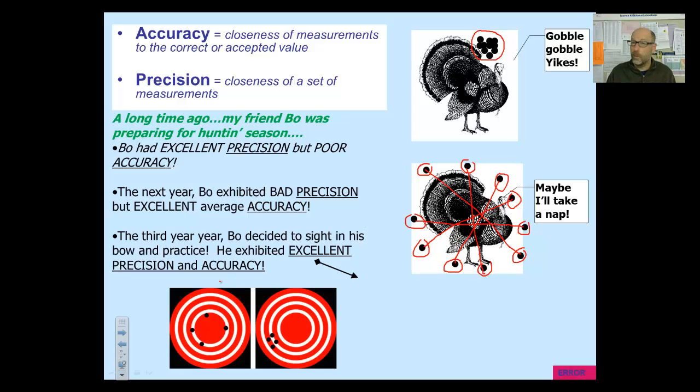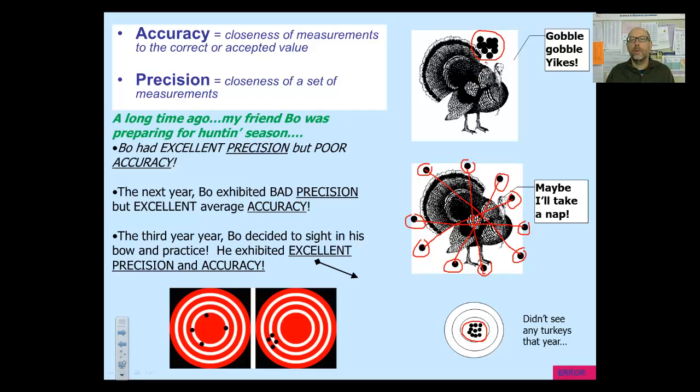So the next year we went out in the woods and we were sneaking around, but we didn't see any turkeys. And it's lucky for the turkey because this is an actual picture of one of Bo's targets after he got done shooting. Oh well. Okay, so whew, boy, that brings back memories.